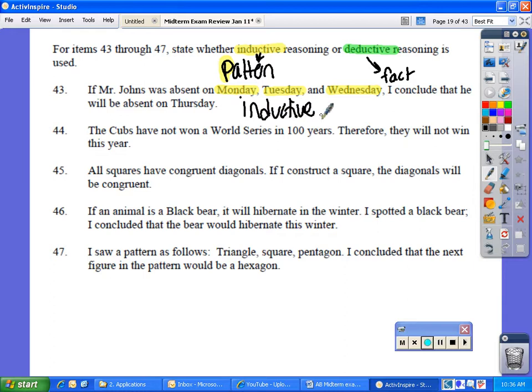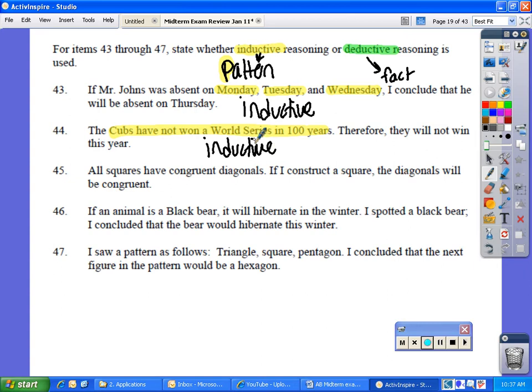All right, let's read the next one. Cubs have not won a World Series in 100 years. That's a pattern. It's saying for the last 100 years, there's been no win for the Cubs. So that, once again, is a pattern that's inductive.